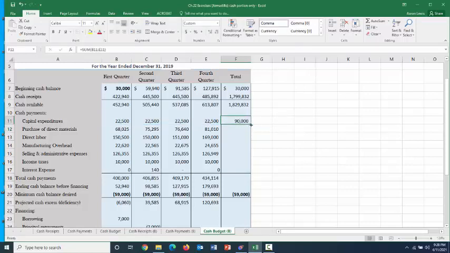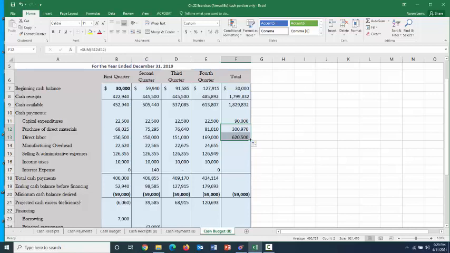Same process, if we add together the amount we pay for direct materials in each quarter, the $68,025 during the first quarter, plus the $75,295 during the second quarter, plus the $76,640 during the third quarter, plus the $81,010 that they're going to pay for direct materials during the fourth quarter. In total, Armadillo phone cases is going to pay $300,970 for direct materials. If we add up the four quarterly payments we expect to make for direct labor, they're going to add up to $620,500.